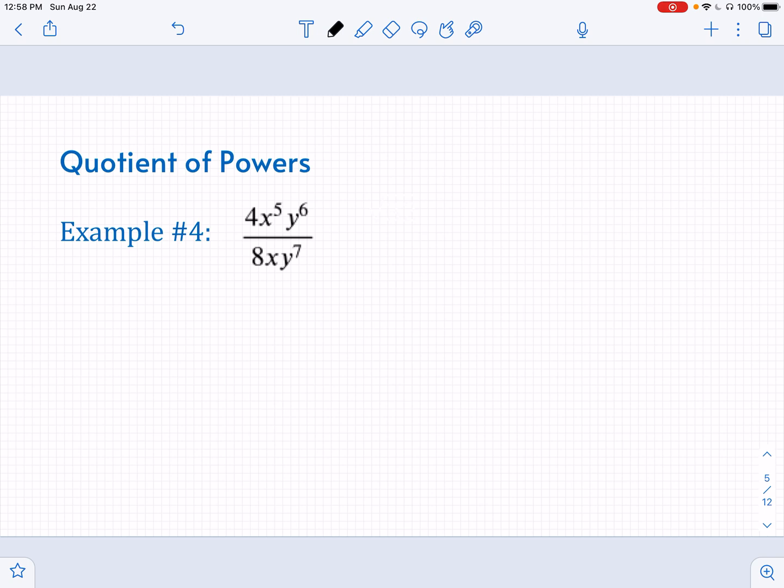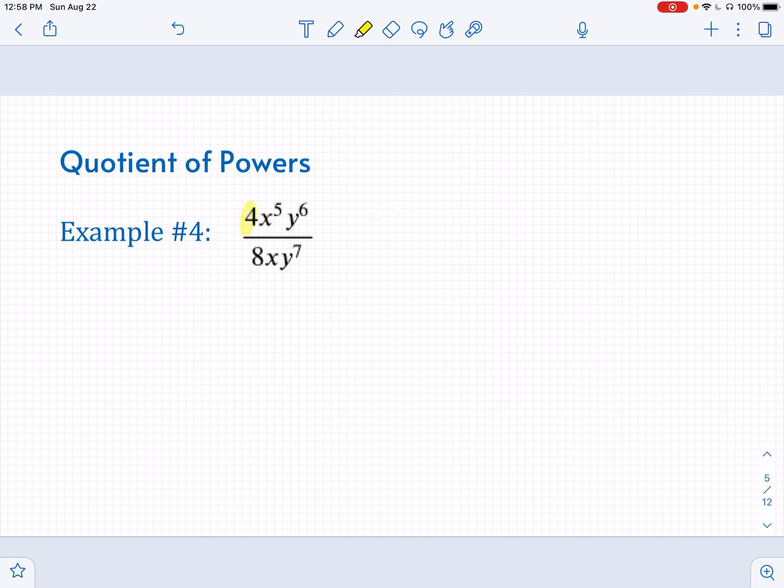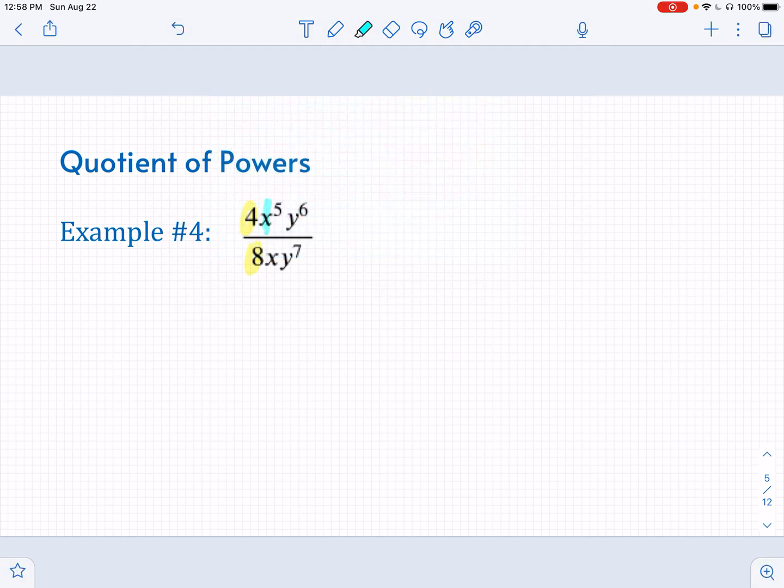So let's look at another one. Again, this expression has more. You have the 4 and the 8. You have the x to the 5th and the x. And then you have the y to the 6th and the y to the 7th. So if I were to break this down, I'm going to start by saying, well, 4 divided by 8 is a half. That's not new to exponents.